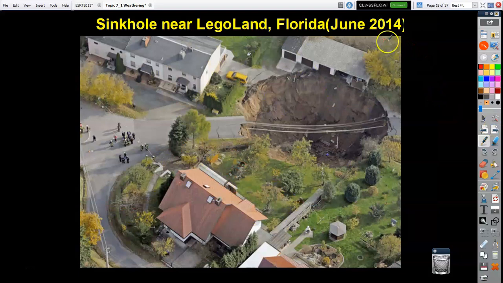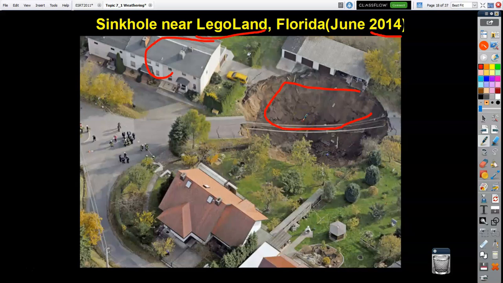Here's one. This was from June 2014, not that long ago. This was near Legoland, Florida. It was a big thing on the news at the time, but there was a house here, or something similar, sitting here, and all of a sudden you had these sinkholes, and they happen without real warning. All of a sudden the ground just drops out like that.